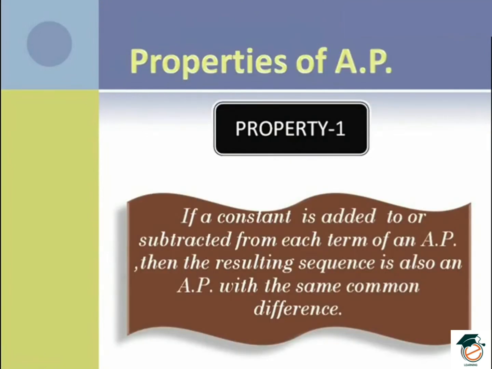Now let's see some of the very important properties of an AP. So the first property is, if a constant is added or subtracted from each term of an AP, then the resulting sequence is also an AP with the same common difference. So this property says that if we have an AP and if we add or subtract the same term to each and every term of the AP, then the resulting sequence is also an AP, and even the common difference remains the same as the original one.